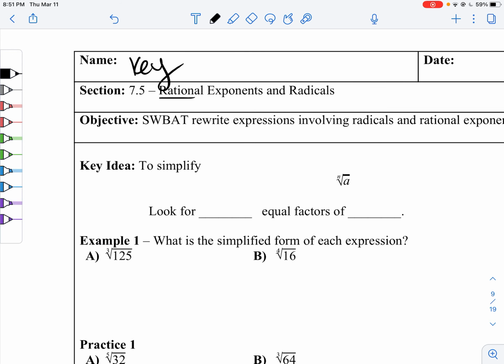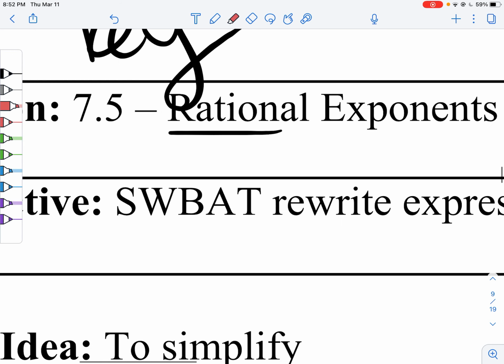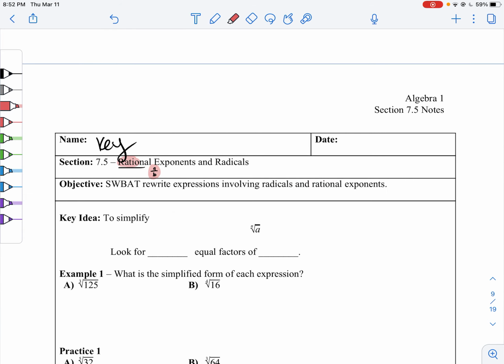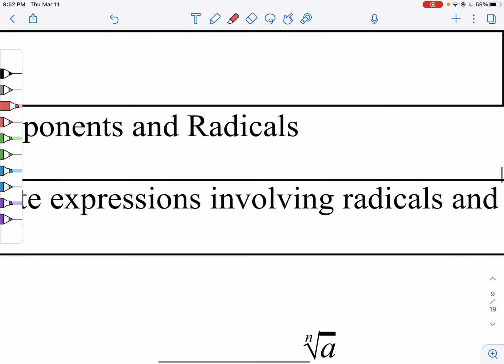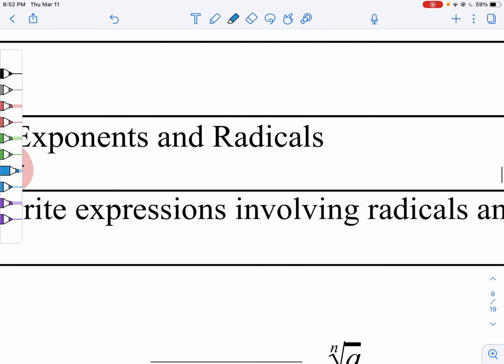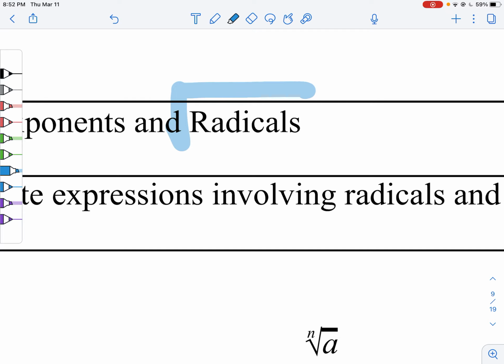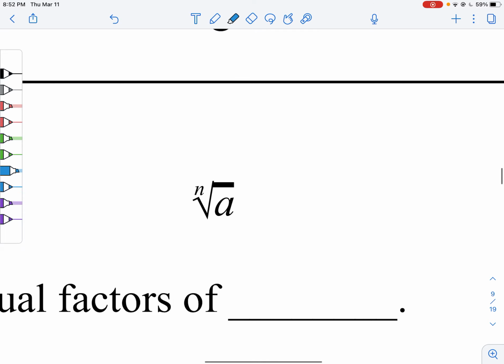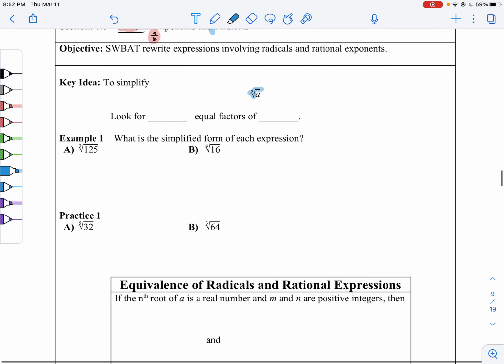Fun fact: the word rational looks like ratio. That's where we have a fraction, like A over B. So we're going to have exponents that look like that, and a radical symbol looks like this. We've seen it as the square root, but it's not always for square roots. It can be any number that you want, any integer.